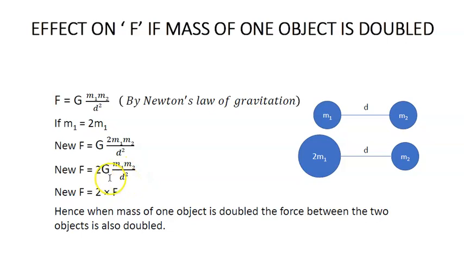We already know that G m1 into m2 upon d square is F according to Newton's law of gravitation. So the new force is equal to twice the original force. What does it tell you? When mass of one object is doubled, the force between the two objects is also doubled. Let us see another effect.